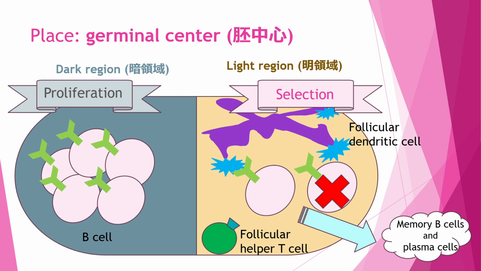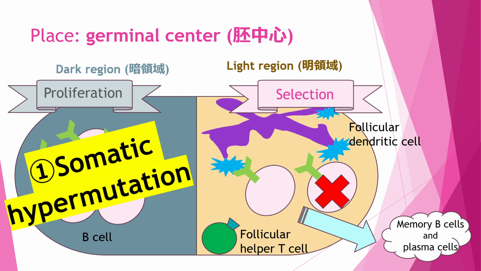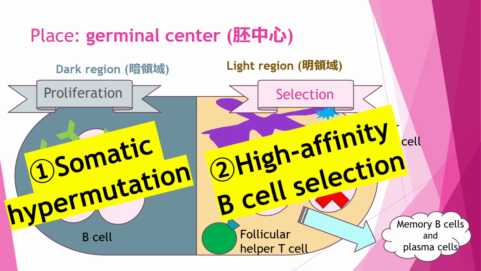There is a two-step mechanism for affinity maturation. Somatic hypermutation occurs in the dark region, and high affinity B cell selection occurs in the light region.